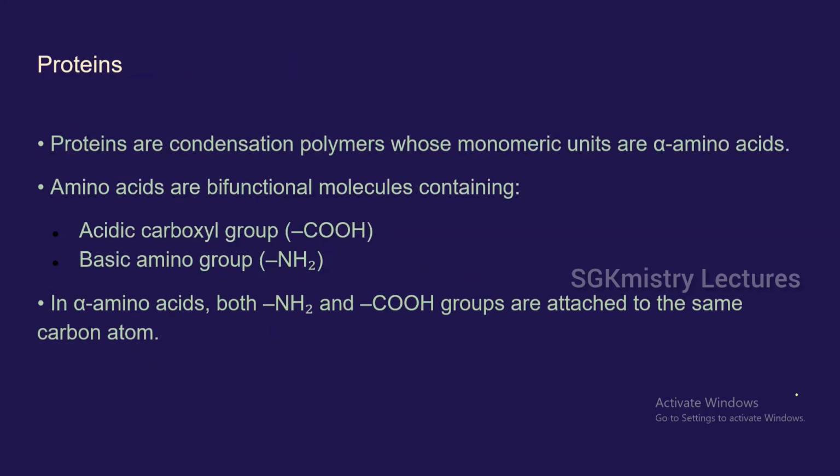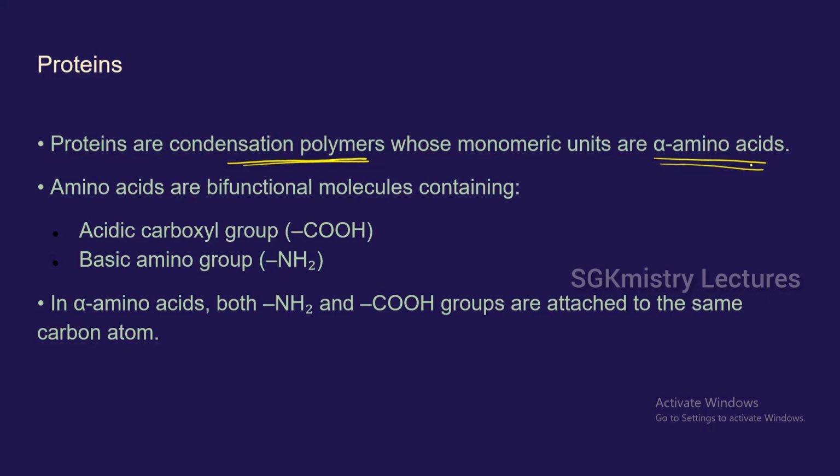Next, coming on to proteins. Proteins are condensation polymers whose monomeric units are alpha amino acids. In case of carbohydrates, we know that they are made up of monosaccharides. Here, the proteins are made up of alpha amino acids. The word protein is derived from the Greek word proteus, which means of primary or of prime importance. Based on that, the word protein has been framed.